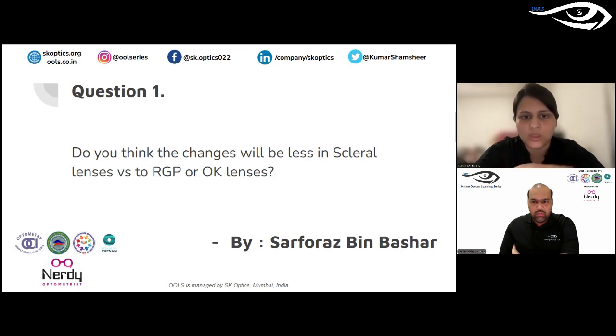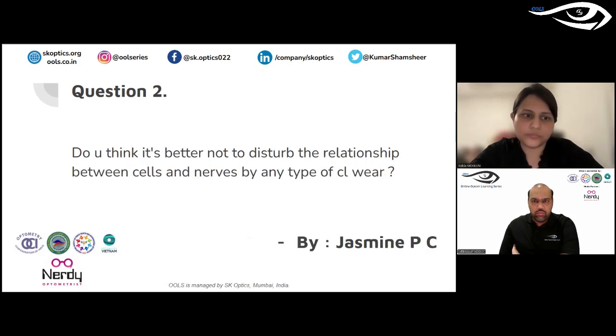And we are still working to understand why this is the case with scleral and RGP versus orthokeratology and soft lenses. But yes, if you ask me about scleral lenses, there is no change in immune cells, nor in their density or their morphology, with scleral or with RGP lenses. So it's not less, there is no change. Okay, great.